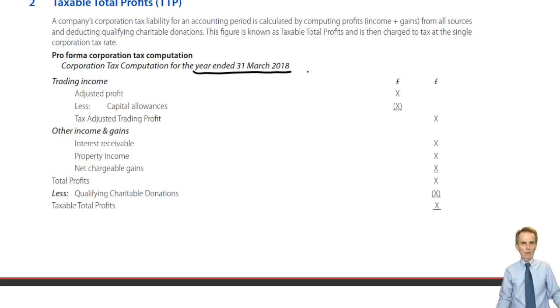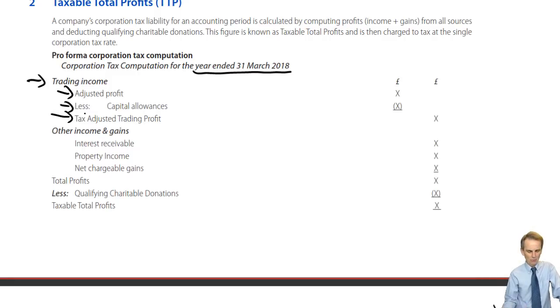Most of the company's profit, if not in many cases all of it, will come from its trading activities. And that will require those two exercises to be performed that we're used to dealing with for the unincorporated trader. And hopefully, since I saw you last time, you've gone back and revised the adjustment of profit process from chapter 4. And then, of course, having got the adjusted profit, our capital allowances that we saw in chapter 5 to give us the tax adjusted trading profit.